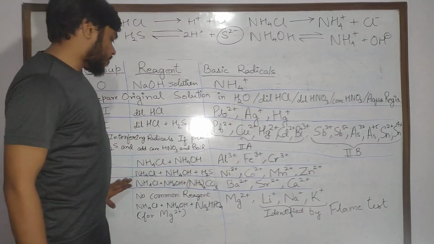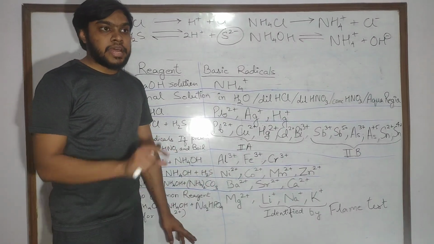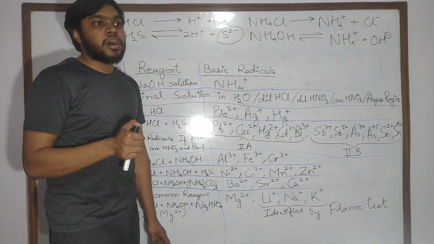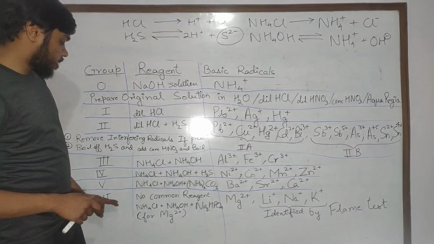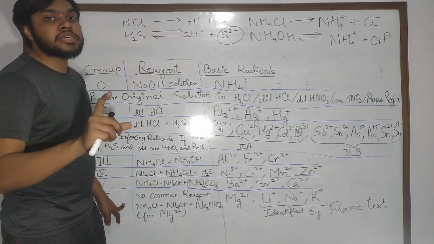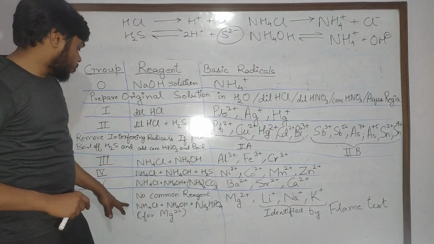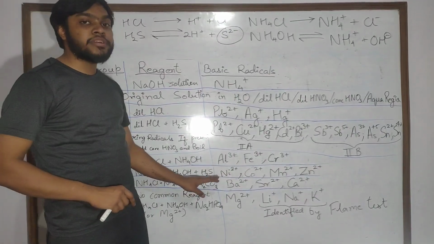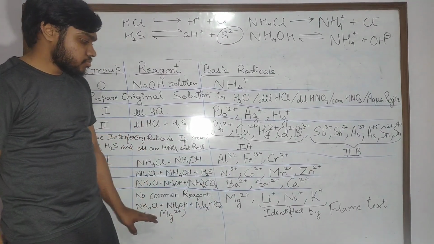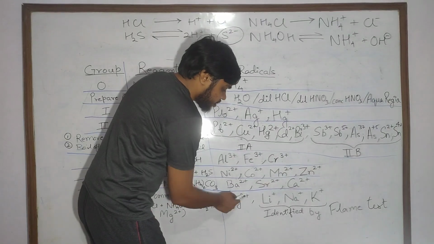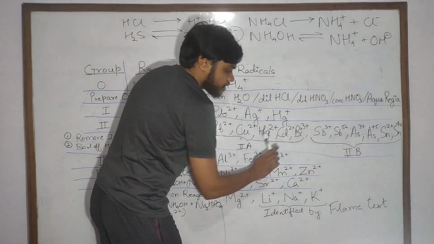Then after we have tested for group 5 and filtered that solution, we come to group 6. Group 6 is a special group, as we saw in the acidic radical groups. Over here group 6 does not have any common reagent, and these are the ions: magnesium, lithium, sodium and potassium.